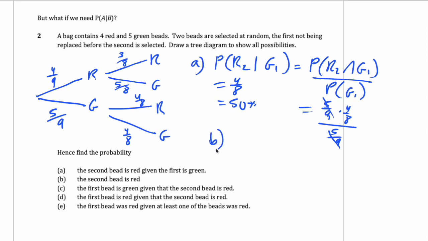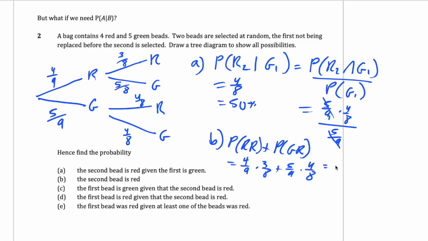Okay, so now B, probability the second bead is red. Well, that could be red, red, and green, red. So we're going to do probability of red, red, plus probability of green, red. Okay, so that is going to be red, red is 4/9 times 3/8 plus 5/9 times 4/8. And that gives us 32 out of 72, or 4/9 if you simplify it.